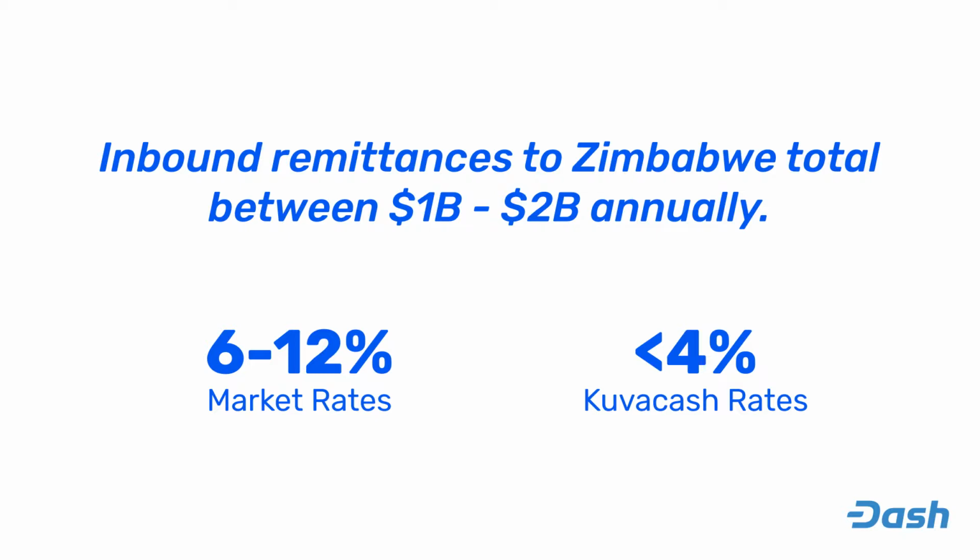To give a sense of the magnitude of this opportunity, consider this. By capturing even 2% of this remittance market, we will direct up to $20 million of funds annually into the Kuvacash Dash ecosystem in Zimbabwe. Now let's have a look at how it works.